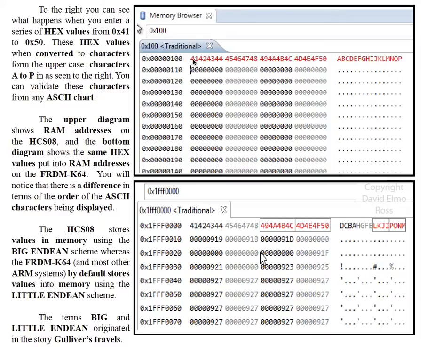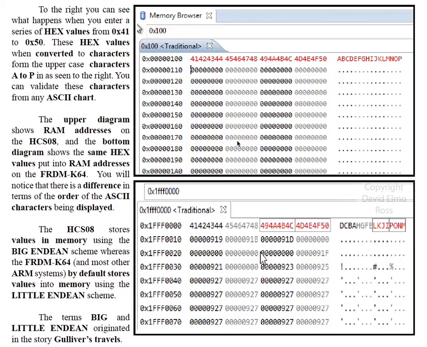For instance, I put a 41 in, I get an A. Put a 42 in, I get a B, and so on up to 50 hex, I get a P. So you can look up these hex values in any ASCII chart and you will see exactly these characters.